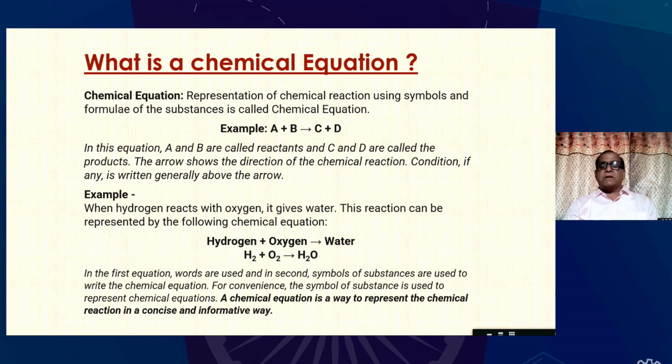Example is, when hydrogen reacts with oxygen, it gives water. The reaction can be represented by the following chemical equation, that is, hydrogen plus oxygen leads to the formation of water. In the first equation, words are used, and in the second equation, symbols of the substance are used to write the chemical equation. For convenience, the symbol of the substance is used to represent the chemical equation. So we can say a chemical equation is a way to represent the chemical reaction in a concise and informative way.